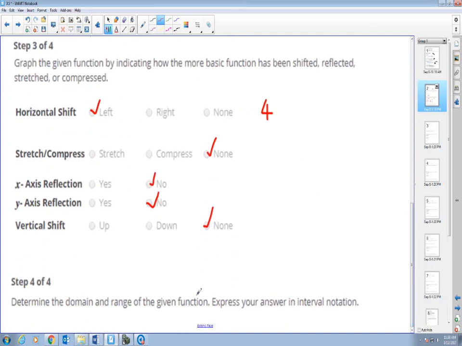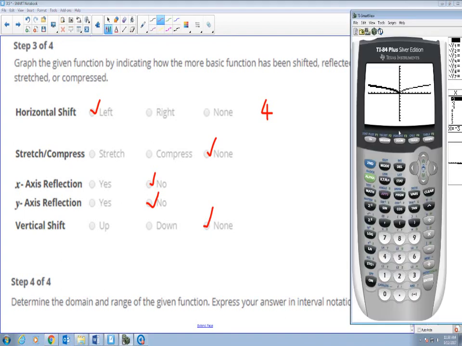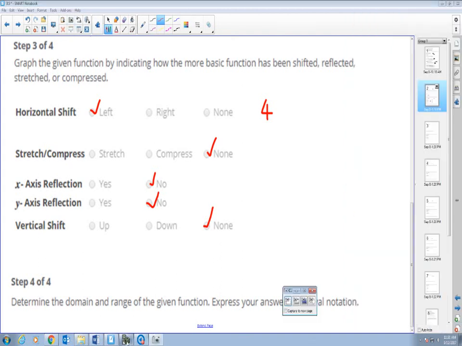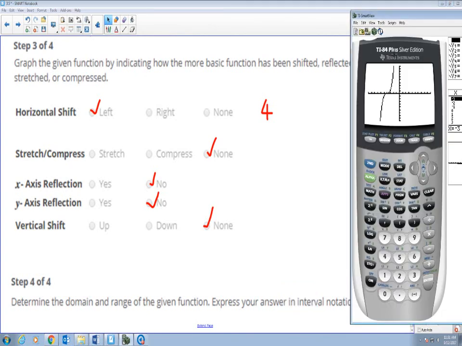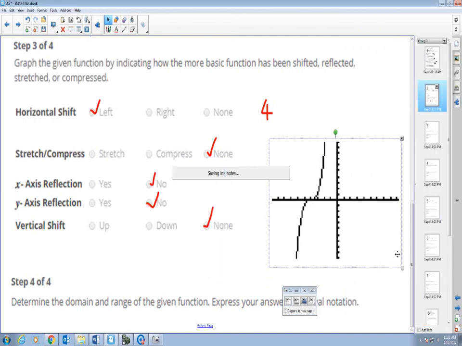All right. Once you check off these and insert these answers, it will actually draw the picture for you. So I'm going to draw it right here beside it. Parenthesis x plus 4, close it, raised to the third power. This picture displays that it has shifted to the left 4 places. I'm just going to graph this real quick. So this will be the one you will select.